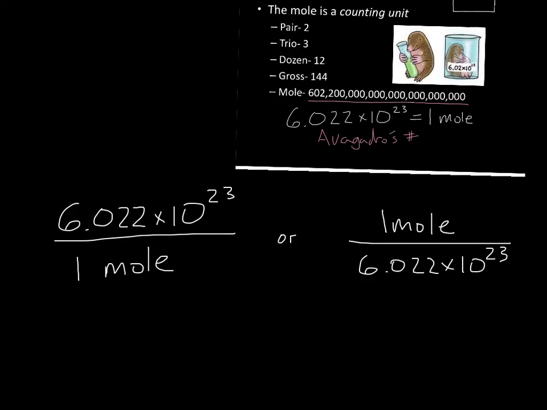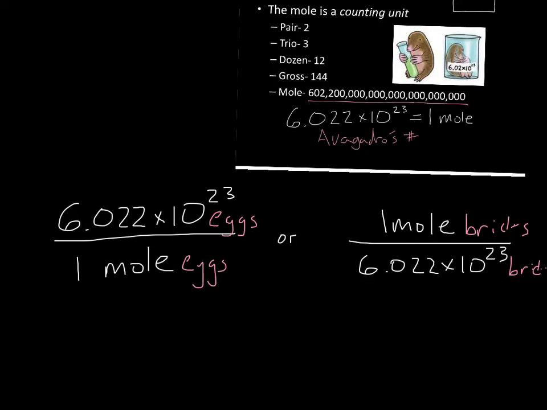And we can throw anything on these conversion factors. So 1 mole of eggs, for example, would be 6.022 times 10 to the 23rd eggs. Or 1 mole of bricks would be 6.022 times 10 to the 23rd bricks. Doesn't matter what the object is. If you have a mole of it, you have 6.022 times 10 to the 23rd. Just like if I had a dozen bricks, I would have 12 bricks.